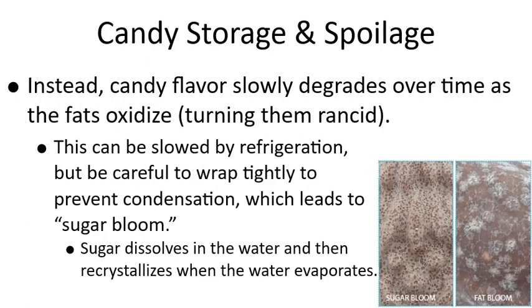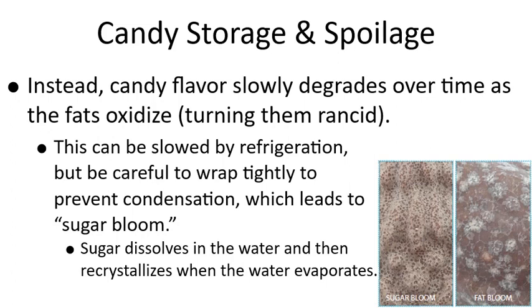Instead, the candy flavor will slowly degrade over time as the fats oxidize, turning them rancid similar to how meats turn rancid. This process can be slowed by refrigeration, but be careful to wrap the candy tightly to prevent condensation on the candy surface. Condensation will lead to a condition called sugar bloom, in which the sugar crystals dissolve in the condensed water and then deposit as solid sugar crystals once the water evaporates. These crystals will usually be significantly larger than the sugar crystals in the original candy, and so they'll significantly alter the texture of the candy.